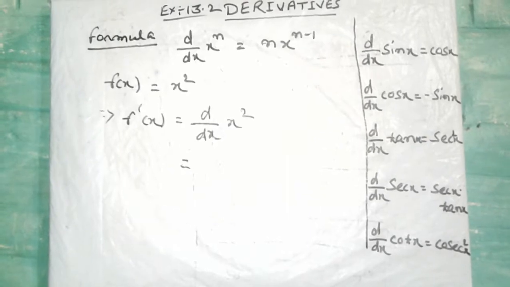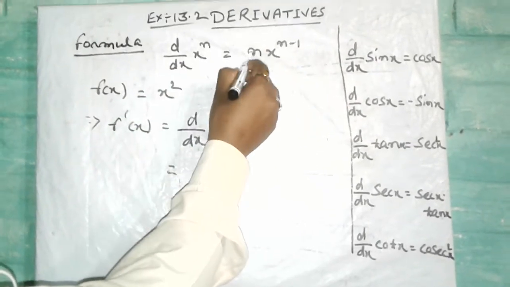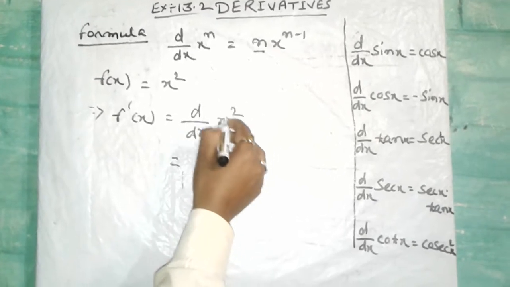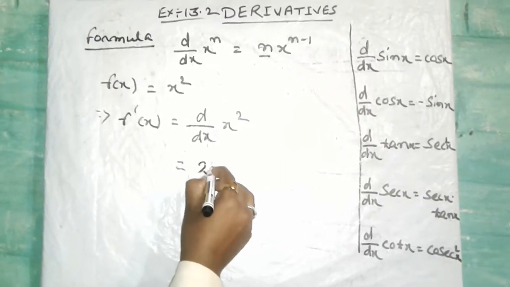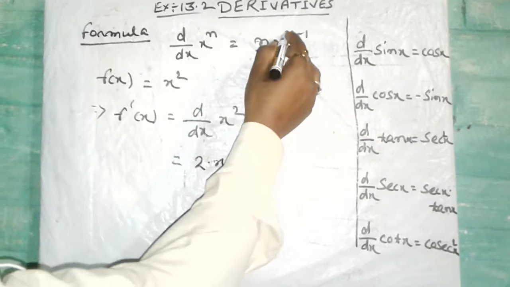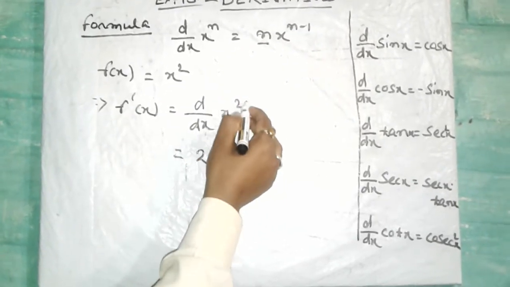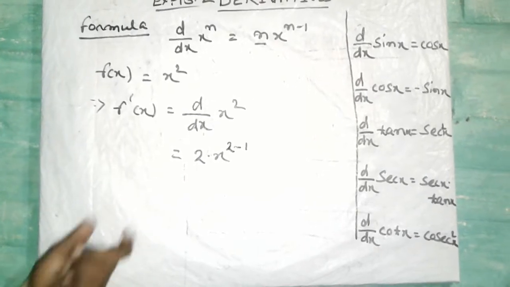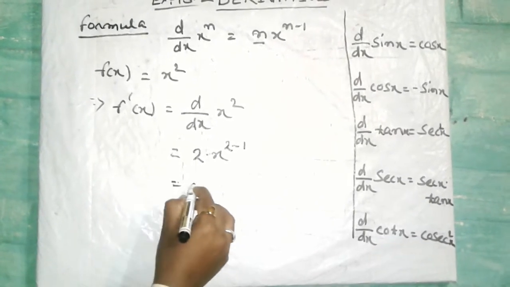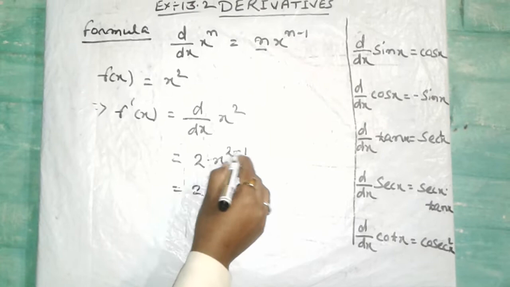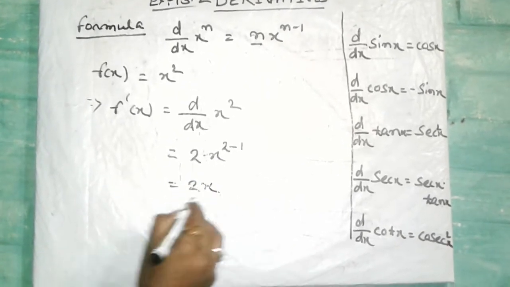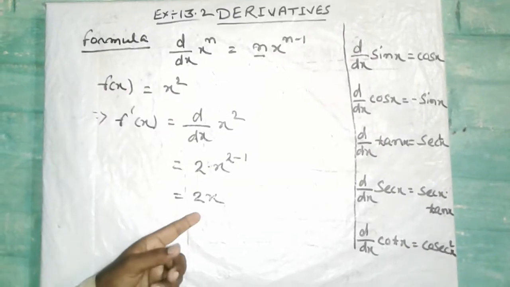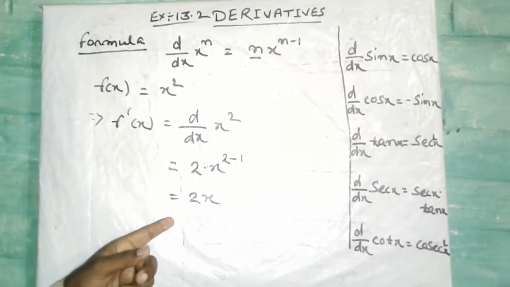Now let us try to use the formula. Here n is there. What is our n? Our n is 2. So we will write here 2, then x to the power n minus 1. Our n is 2, so we will write 2 minus 1. This is a very simple way to use this formula. So what is the required result? 2 minus 1 is 1, so it is only x. So we can say that the derivative of x square is 2x. This is the way to use this formula.